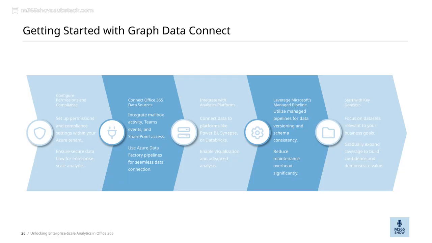You can also integrate various Office 365 data sources: mailbox activity, Teams events, SharePoint access, and connect them seamlessly using Azure Data Factory pipelines. This ensures your data flows smoothly across platforms, giving you a comprehensive view of your enterprise activities. Finally, setting up permissions and compliance within your Azure tenant is vital.